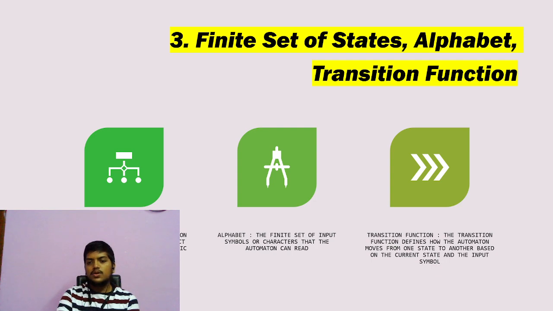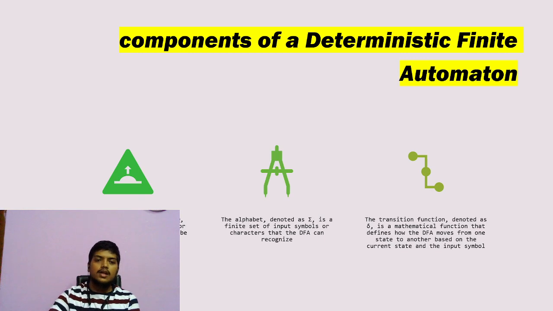The transition function defines how the automaton moves from one state to another based on the current state and the input symbol. Next, we have the components of a DFA.